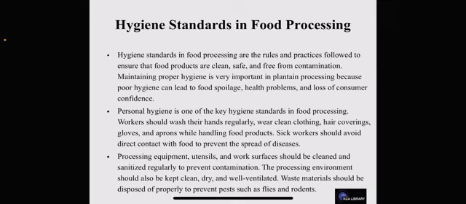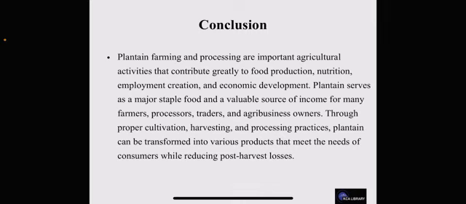Now, personal hygiene is one of the key hygiene standards in food processing. Workers should wash their hands regularly, wear clean clothes, hair coverings, gloves, and aprons while handling food products. Sick workers should definitely avoid direct contact with food to prevent the spread of diseases. Processing equipment, utensils, and work surfaces should be cleaned and sanitized regularly to prevent contamination. The processing environment should also be kept clean, dry, and well ventilated. Waste material should be disposed of properly to prevent pests such as flies and rodents.